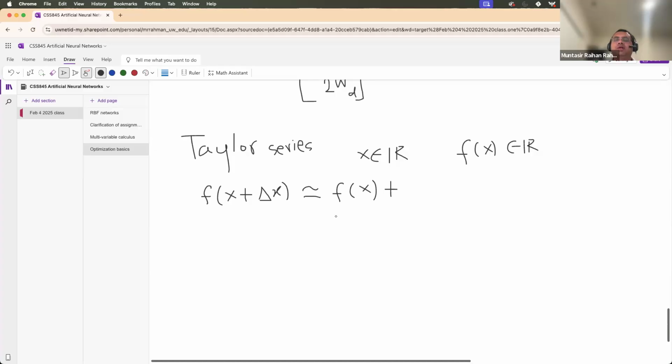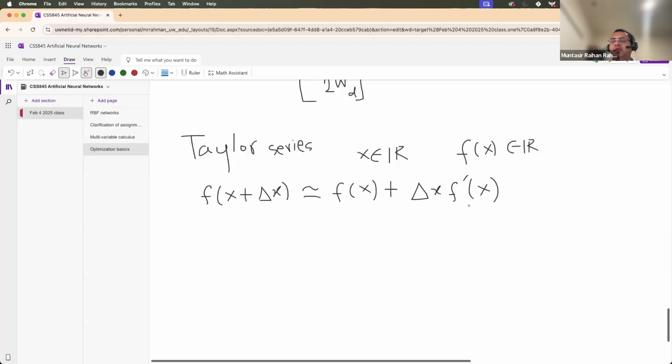So basically, we're going to have terms proportional to the powers of this increment delta x. If the first one is proportional to the 0th power of delta x, the second one is going to be delta x times the first derivative of f at x. Okay, and this is always the first approximation of a function.